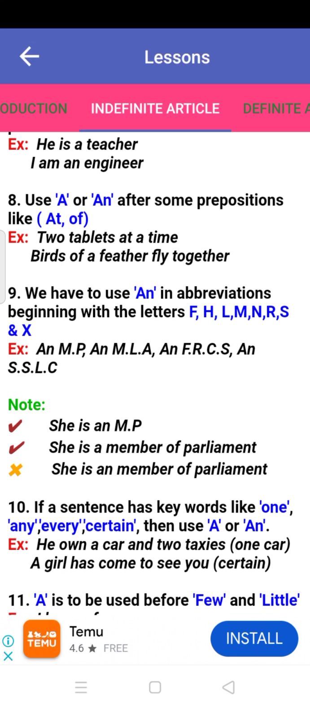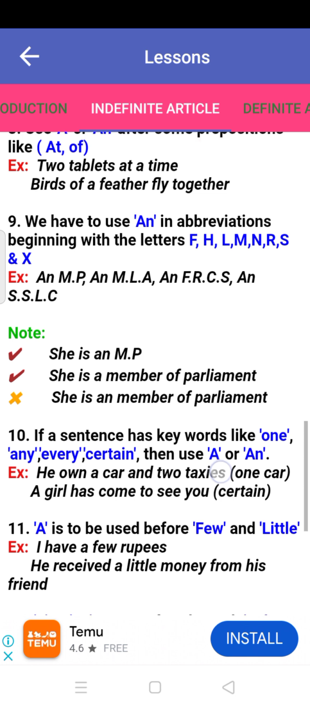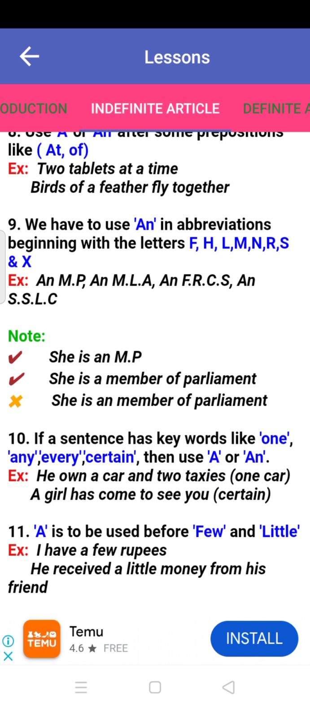We have to use an in abbreviations beginning with the letters F, H, L, M, N, R, S, and X. So an MP, an MLA, an FRCS, an SSLC. So in abbreviations, we also use an.